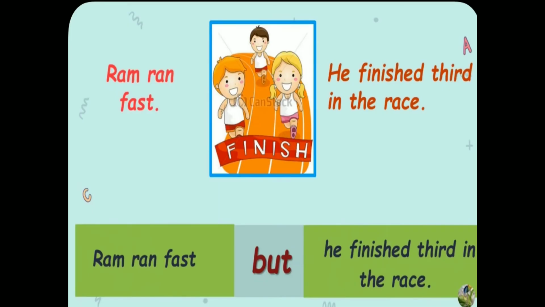Now let's see the second one. Ram ran fast. He finished third in the race. Hence, we combine these two sentences. Here we are talking about an opposite idea, right? So when we combine these, our answer would be: Ram ran fast, but he finished third in the race.